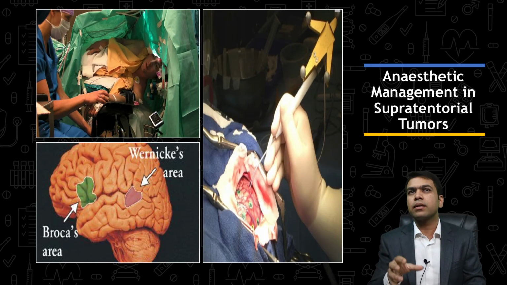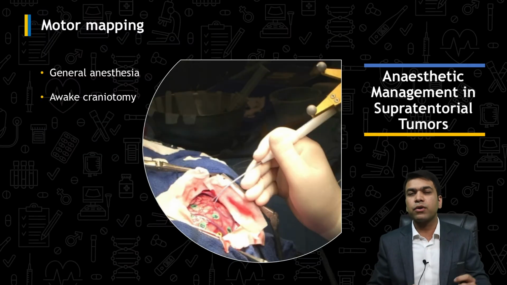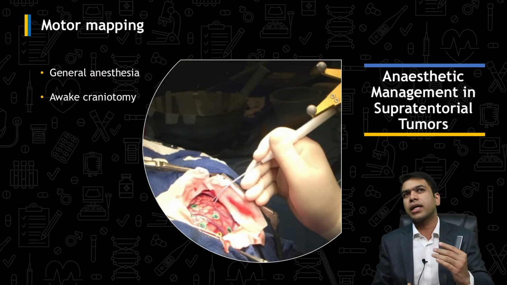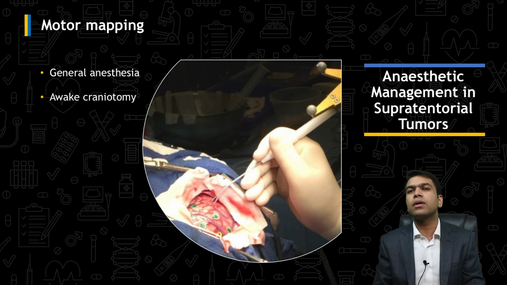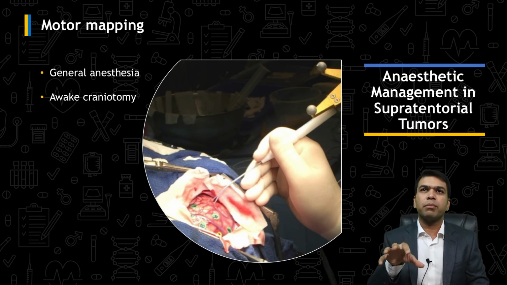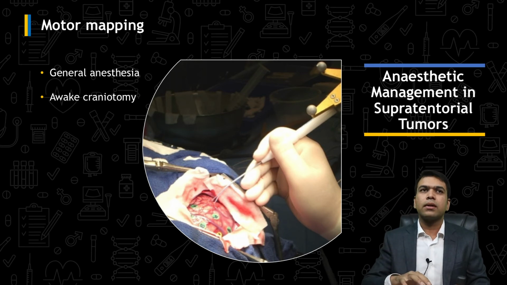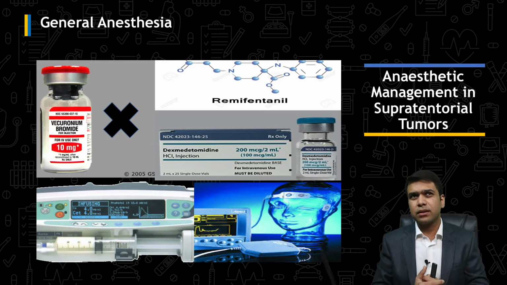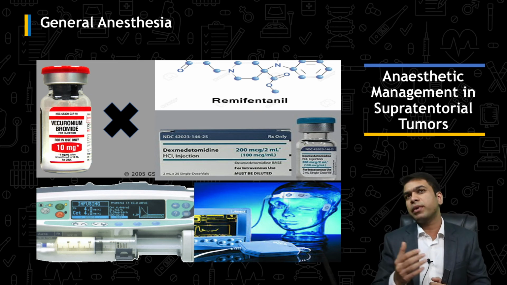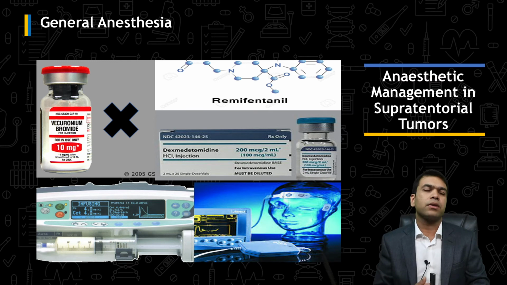So speech mapping needs to be done under awake, but for motor mapping, there is an option. You can actually do under general anesthesia also, but you'll get it only 40 to 50% of the times. So in motor mapping, what we do is we do cortical mapping, we do subcortical mapping also. So if you're doing under general anesthesia, the first thing you should do is you should avoid muscle relaxant. Maybe intubating dose can be given, but after that you should not give.